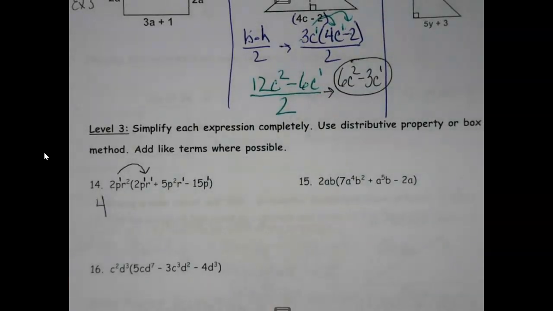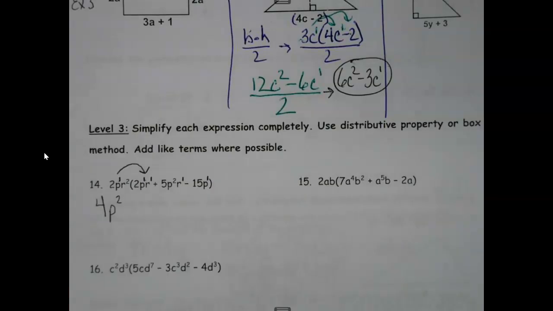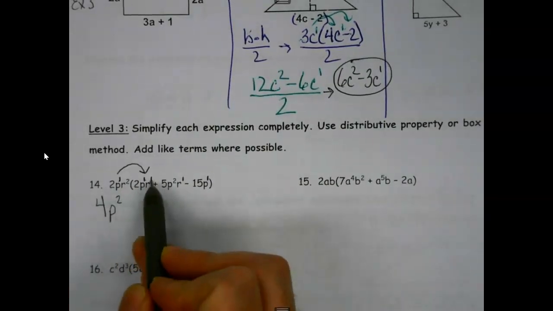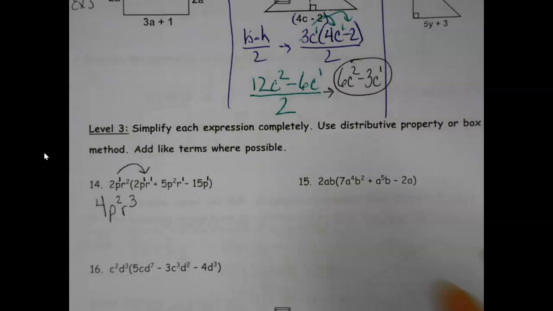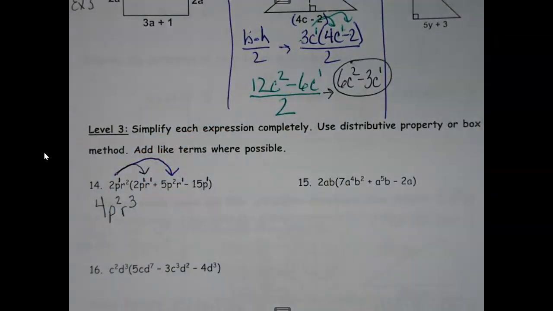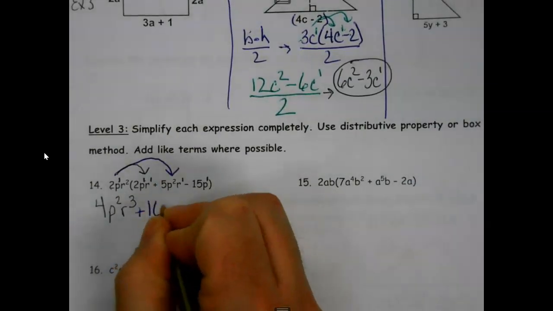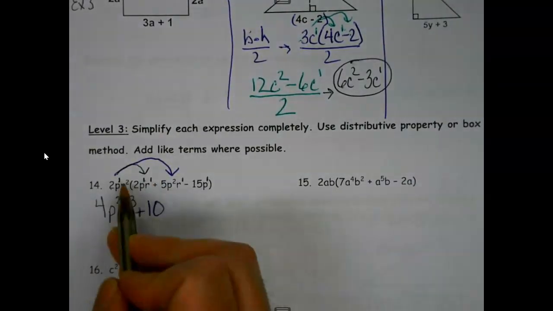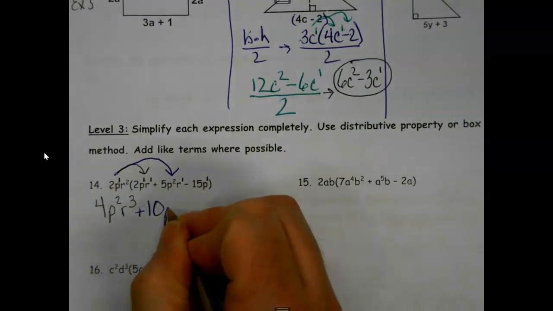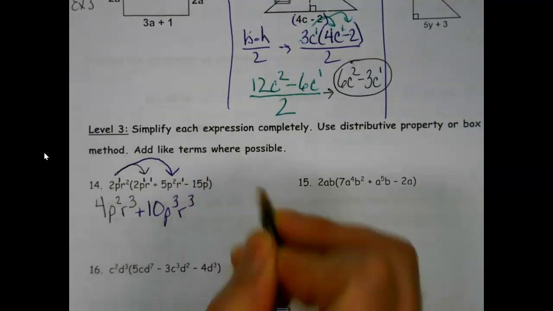Now, when you're adding your exponents, they have to have the same variable. So I can add the p exponents together. 1 plus 1 is 2. I can add the r exponents together. 2 plus 1 is 3. So all the rules are the same still. Multiply the coefficients. 2 times 5 is 10. Add the p exponents. Add the r exponents.